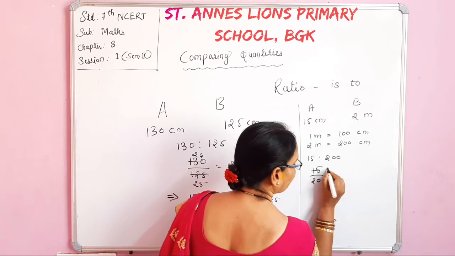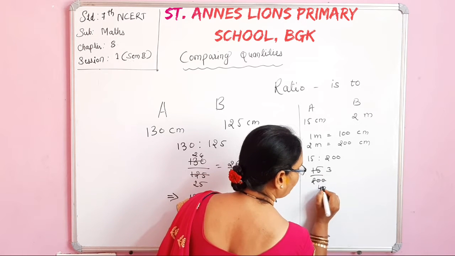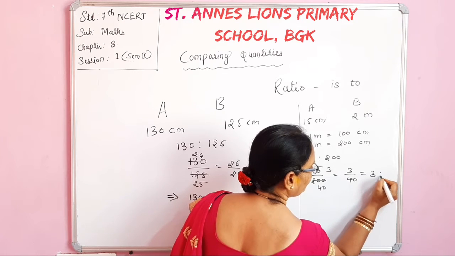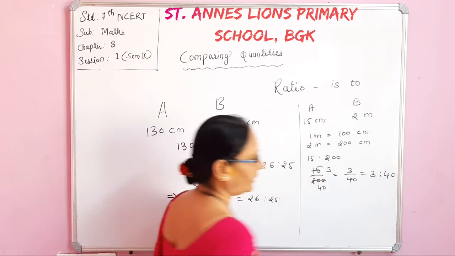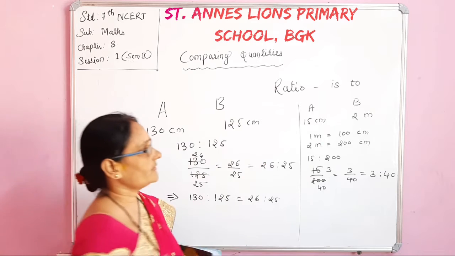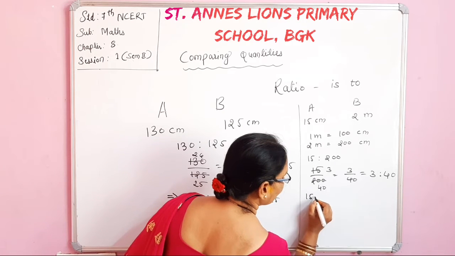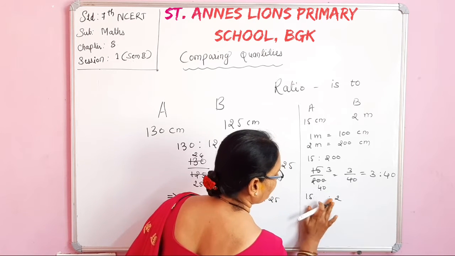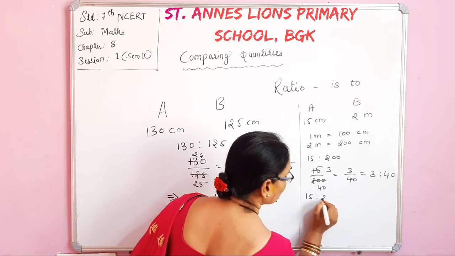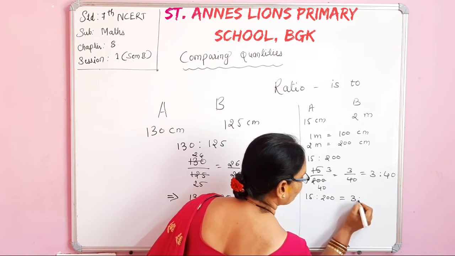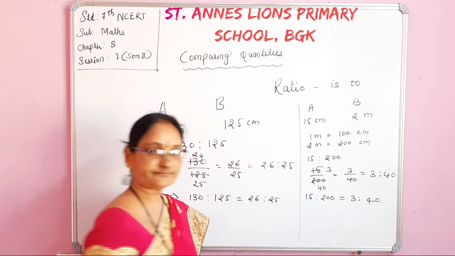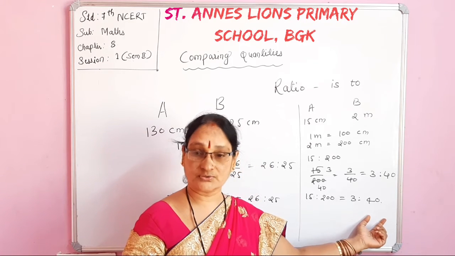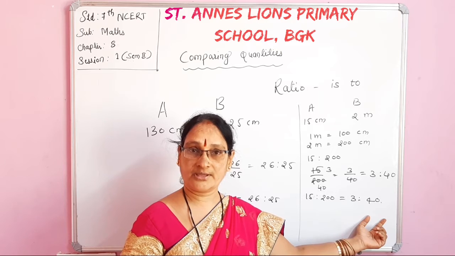See now, 5 3s are 15, 5 40s are 200. This is 3 by 40. And already we know that even the fractions can be written in the form of ratio. So 15 is to 200 is equal to 3 is to 40. Here centimeter we should not write. Now these two are called as equivalent ratios. Okay, what are these?